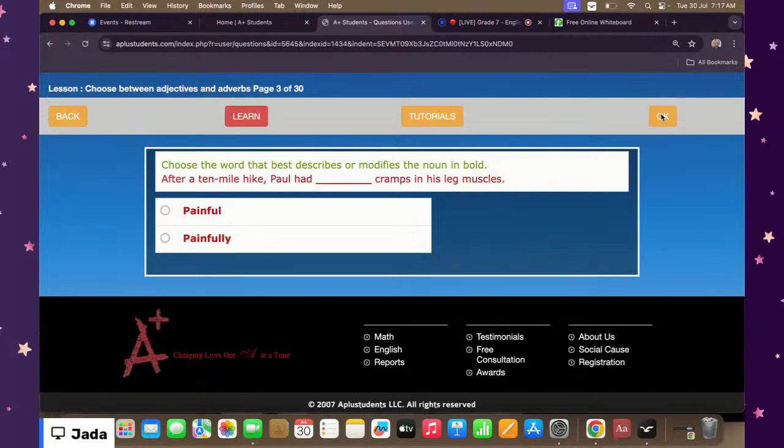And this one also says modifies the noun. So after a 10-mile hike, Paul had painful cramps in his leg muscles, or painfully cramps. So it's modifying the noun. So you have to make sure that when you're choosing, it has to be the noun. Yeah, thank you for your answer on the chat. So it is painful cramps. Okay.